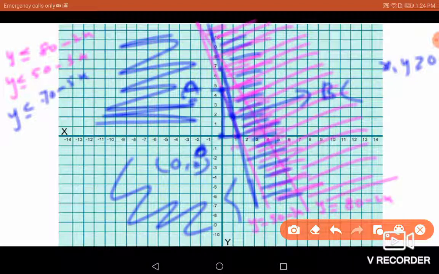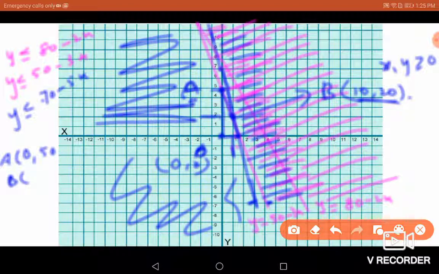What is B? From the graph it is 10 units here, 20 units here. From the graph we can find it, or you solve the second and third lines algebraically and find the values of x and y. From the graph, x is 10, y is 20, so B is (10, 20). A is the point x is 0, y is 50.